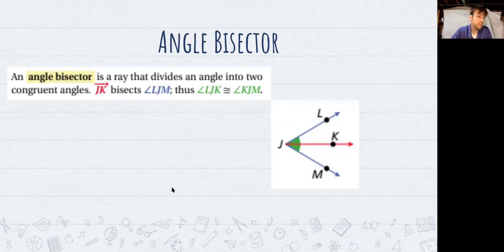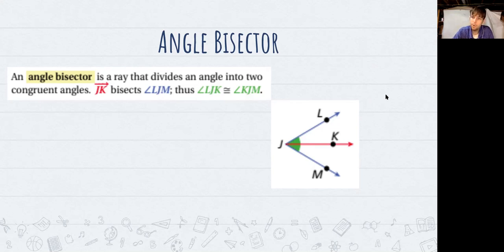For an angle, what we're going to have is some line or ray or part of a line that cuts our angle exactly in half. And those will be called angle bisectors. So you can see in this picture, we have our angle LJM. And this ray right here is cutting it exactly in half. So that means if it's exactly in half, that means that these 2 pieces would be equal measurements.